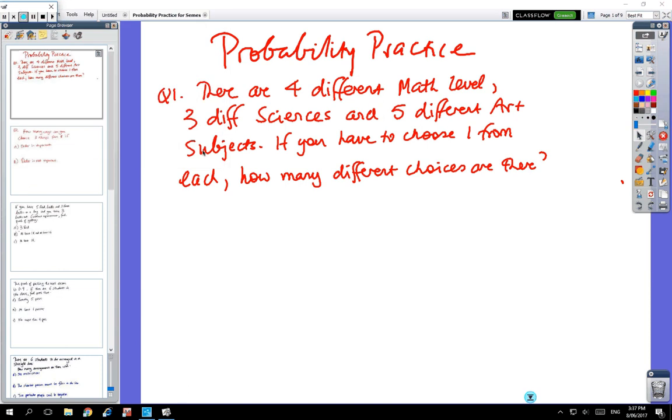Okay, so we're looking at a series of about 9 pages of revision questions for the probability. So again, we'll just be pausing at the end of each question and you'll have a go. So here's the first one.